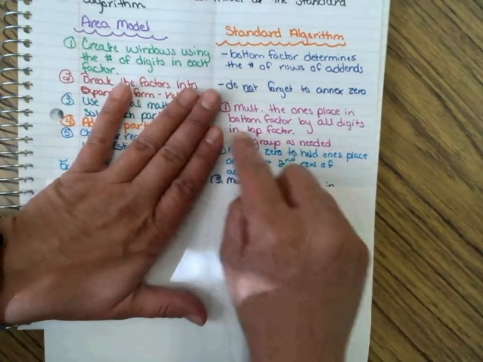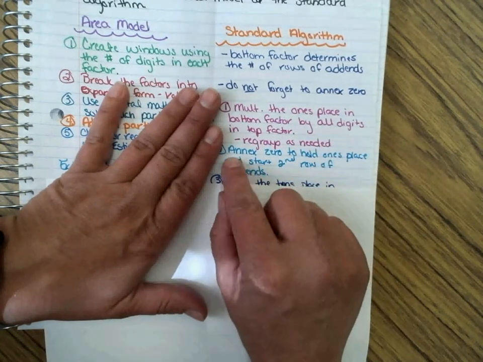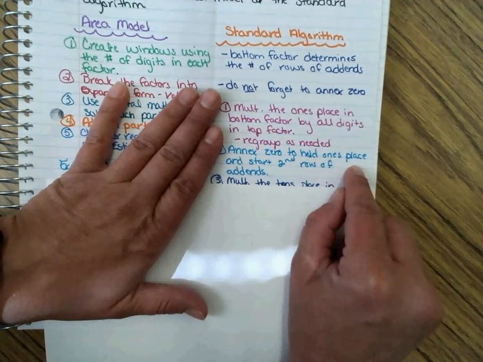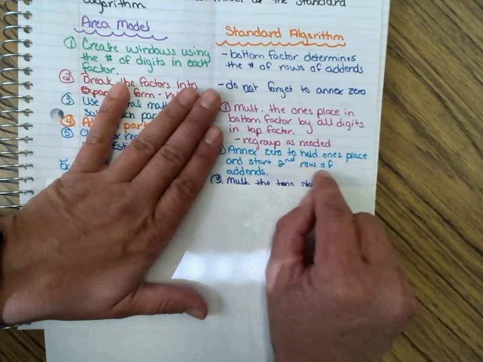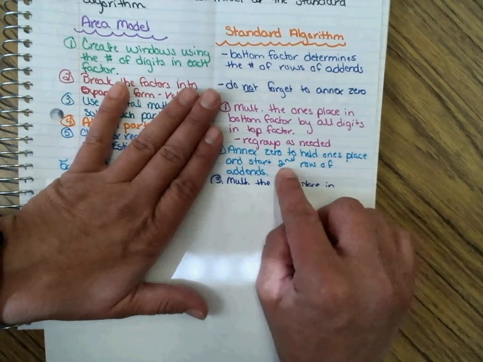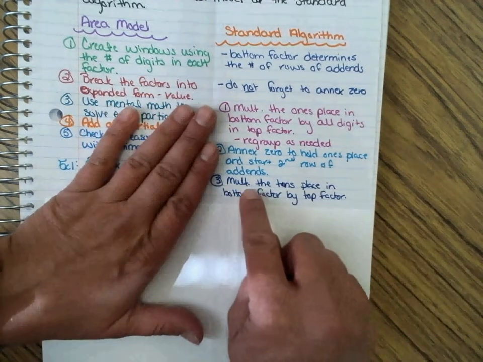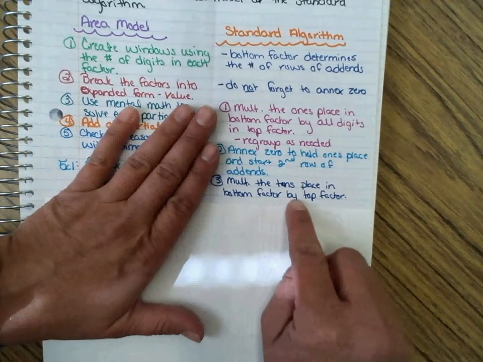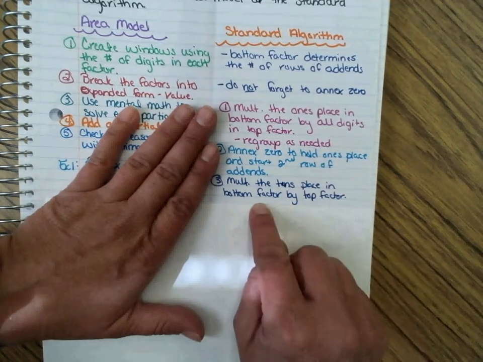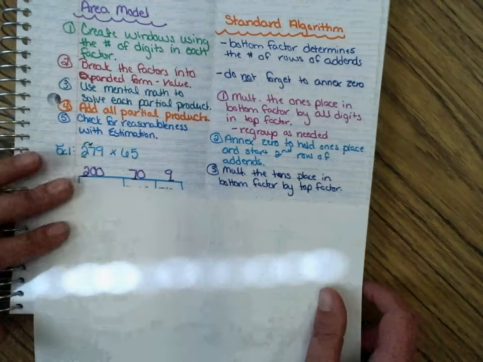So then, step 2, when I'm done with that, I'm going to mark out that number and then I'm going to annex a 0 to hold the ones place and start the second row of add-ins. Okay, and that is because we moved to the tens place. Step 3, we're going to multiply the tens place in the bottom factor by everything in the top factor, just like we did in step 1, except for now the tens place.